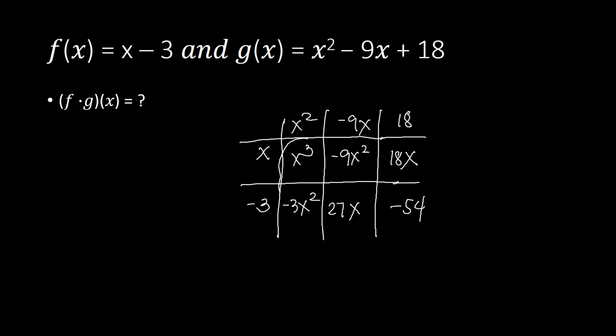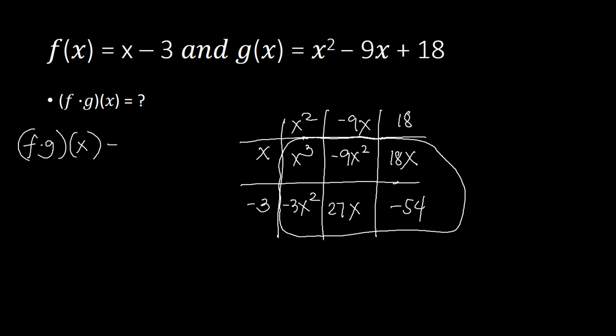So again, we are now adding what is inside. In adding, we only put our focus on the terms inside. So we will be adding per diagonal. Since we have x cubed here, we'll just copy that one. So f times g of x will be equal to x cubed. Then we add the diagonals containing the same terms.